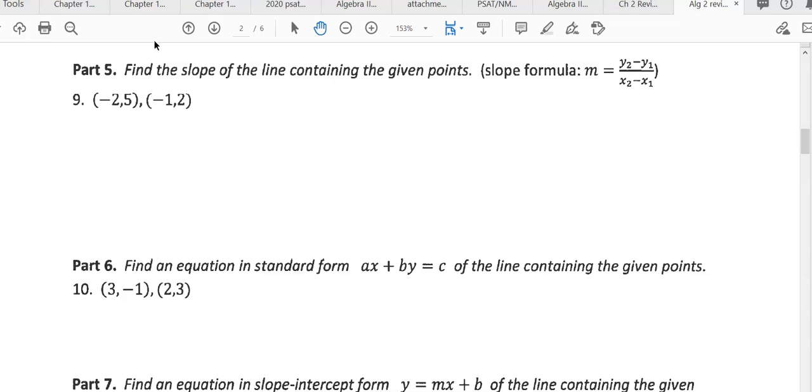Find the slope, it even gives you the slope formula there. It doesn't matter which point you choose, as long as you're consistent. So this would be 5 minus 2 over -2 minus -1, which is boom, boom, plus a positive there. So this would be 3 over -1, which is -3.